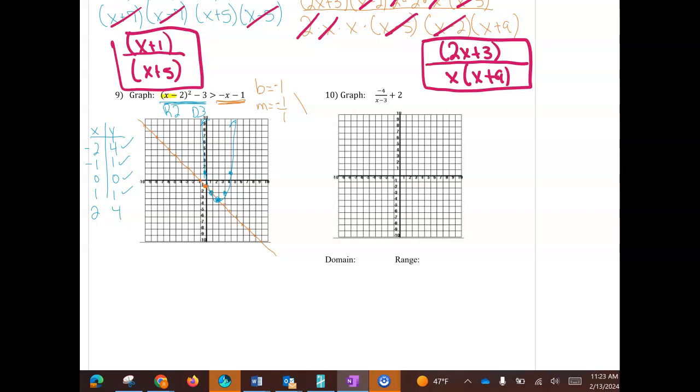So we want the part of the U that's above the line. So the part of the U that's above the line is from here to here. Where is it? Right there. And then from here to here. So if we wonder what these are, well, this arrow is negative infinity, infinity. This arrow is infinity, infinity. This point is 1, negative 2. And then this point is 2, negative 3.